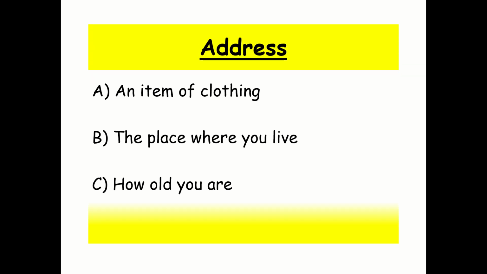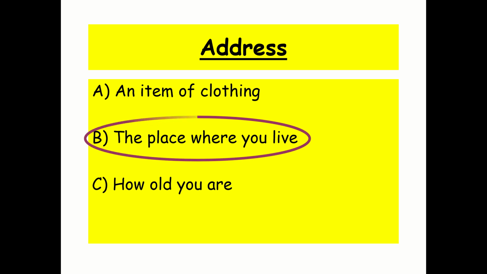Okay, so address. What does address mean? Is it A, an item of clothing, B, the place where you live, or C, how old you are? Let's check the correct answer. So the correct answer is B, the place where you live. Okay, that's your home, which is your address.